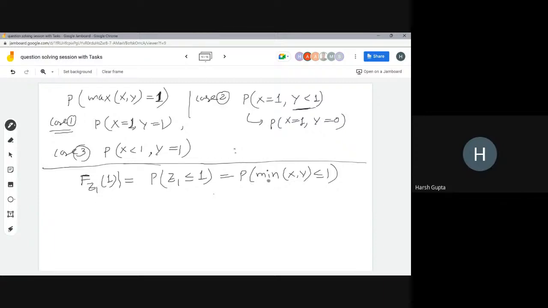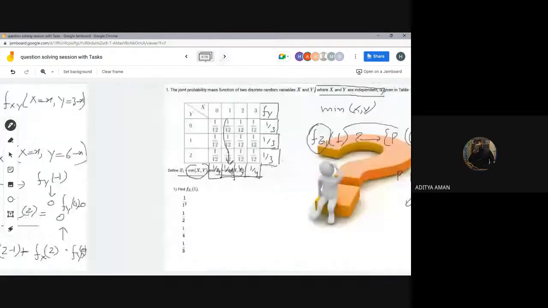Okay, so this is the probability that minimum of x comma y is less than or equal to 1. And now again we have got to the step that we did in the previous questions, right? Making case one, case two, case three, right? Yes. Or we can even do it without making those cases. Suppose we want to do it that way, am I writing Z1? What is Z1? Is Z1 the minimum or not? It's the minimum, sir, I guess.